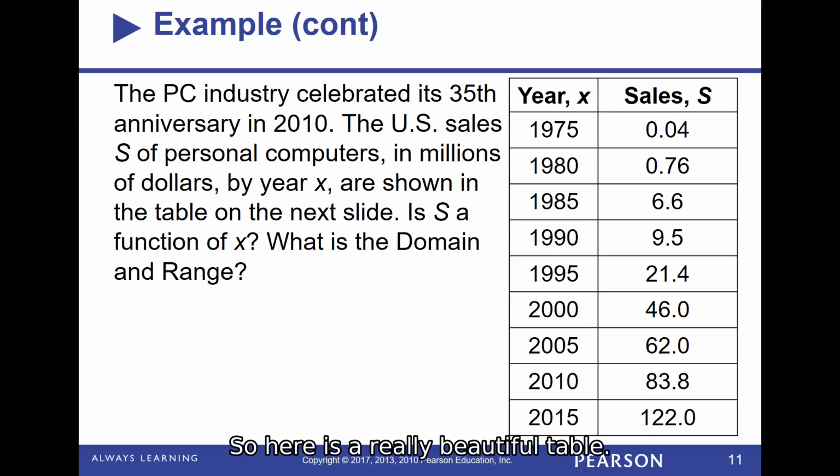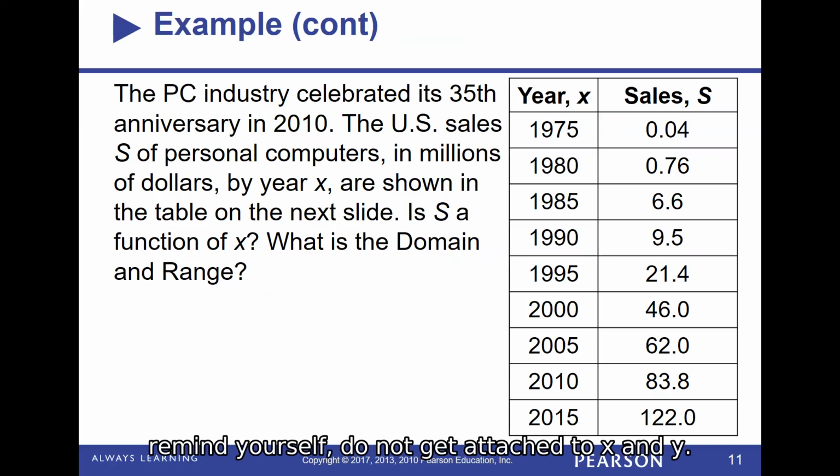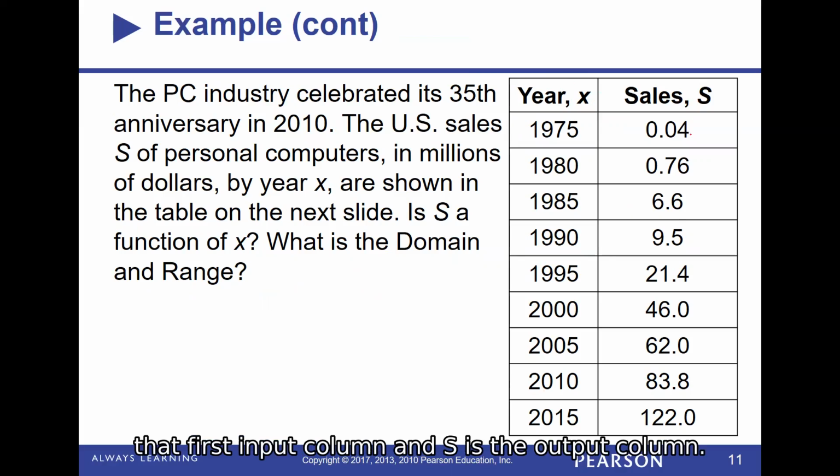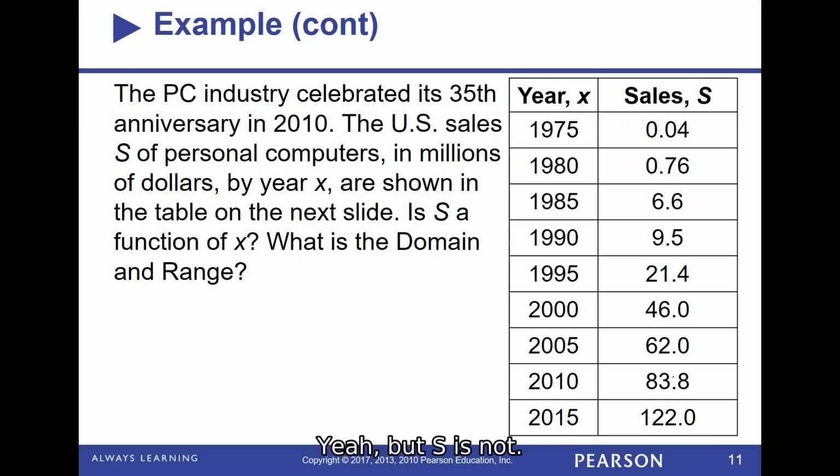So here is a really beautiful table. And again, you'll notice the year, and they kind of gave us the help that this is X and our sales is going to be S. Now, again, remind yourself, do not get attached to X and Y. X does not always represent the domain. It depends on how it's labeled. In our case here, X is that first input column and S is the output column. But S is not Y in the sense that they told me it was Y. We called it a different letter. Okay, so is S a function?